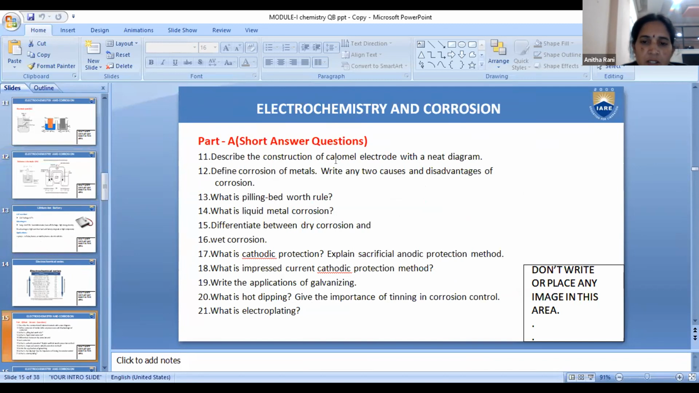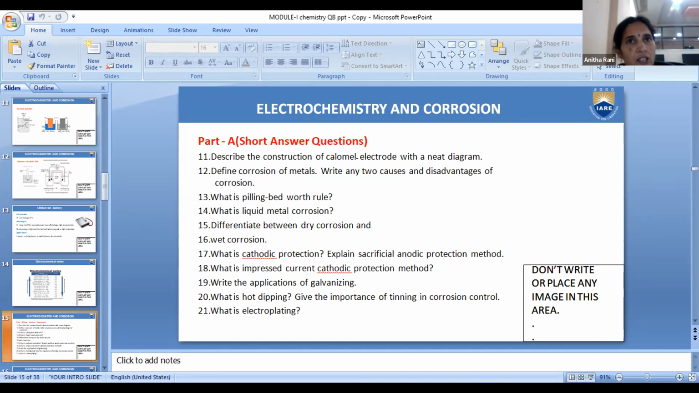Now describe the construction of the calomel electrode with a neat diagram. Construction, tell me. You remember a very simple construction. The calomel electrode is made up of a glass tube. We are taking a long glass tube.